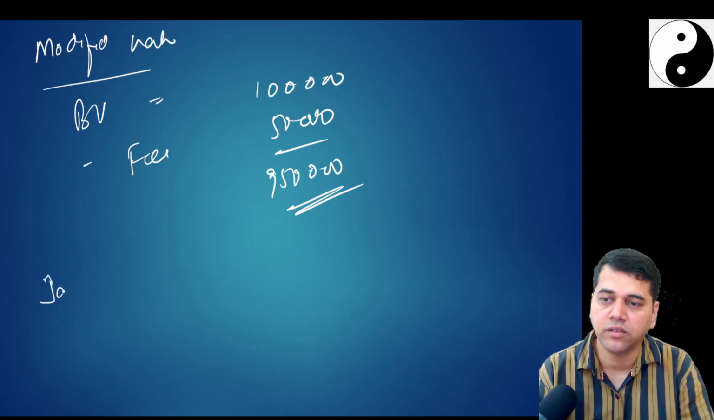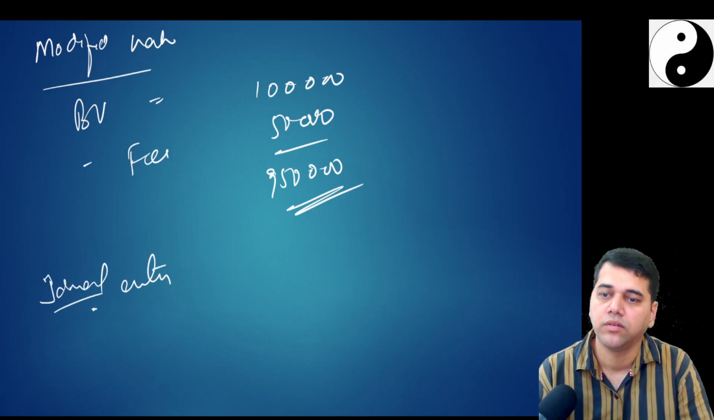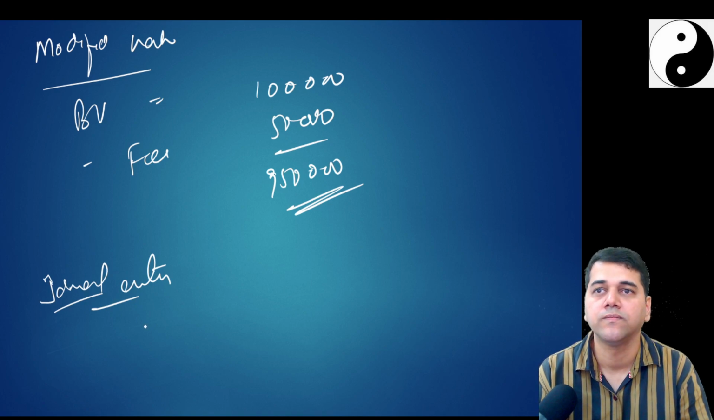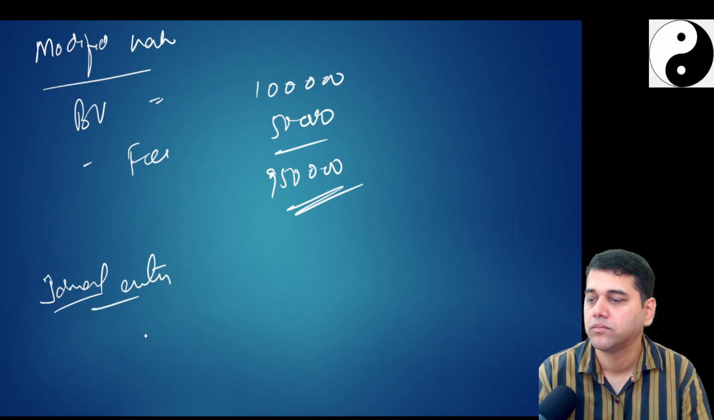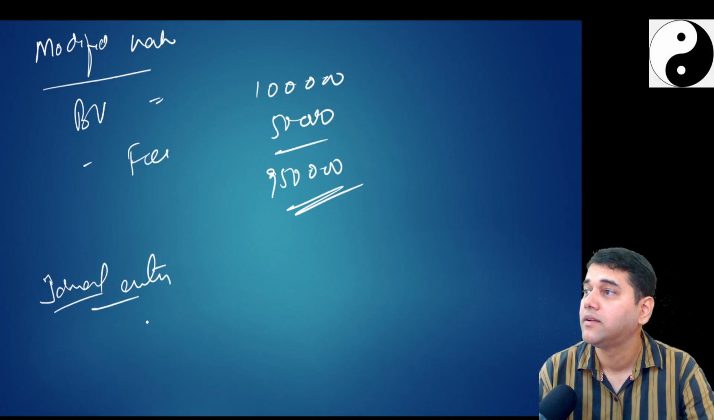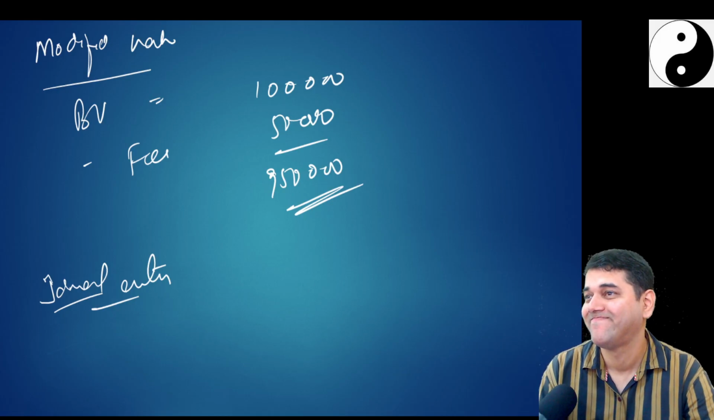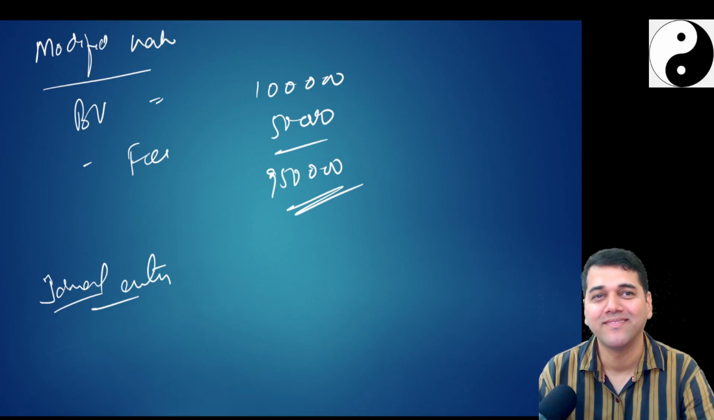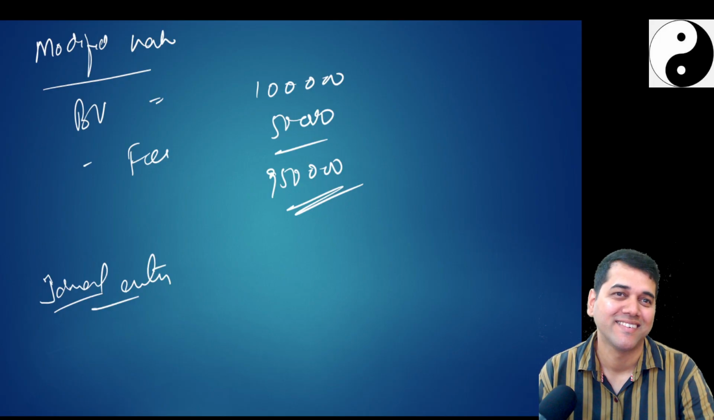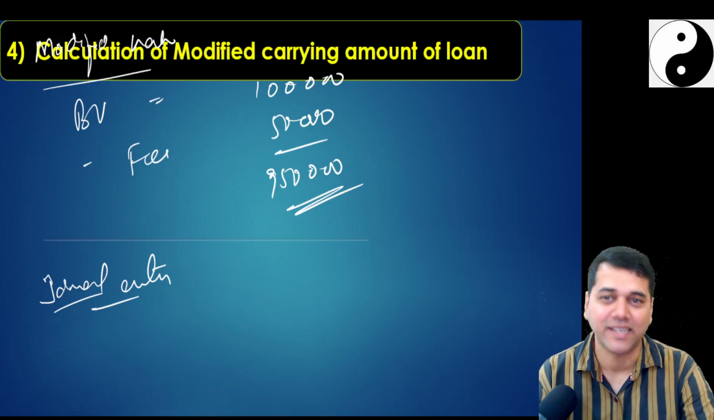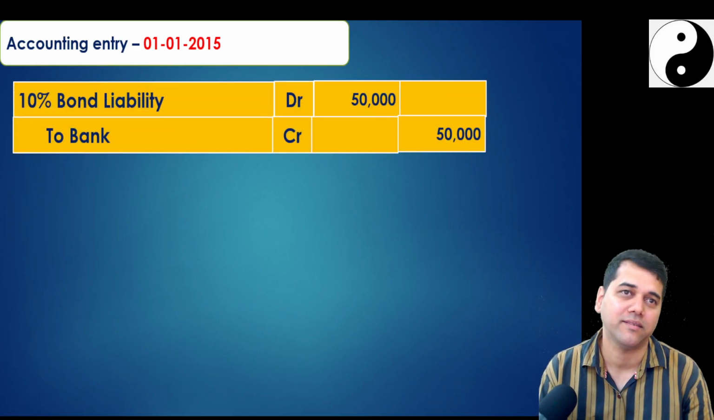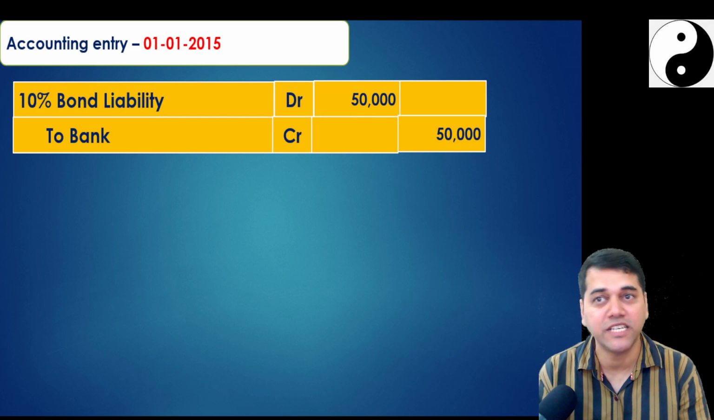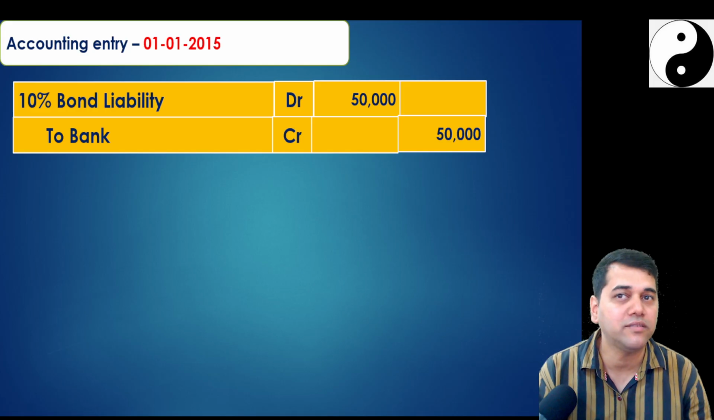So what is my journal entry? Why should I debit? It is still there, no? Yeah, correct, what you said is correct. 50,000. So my accounting entry is liability account debit to bank, not full. If I go for extinguishment, I will close this in full and recognize new at a fair value.